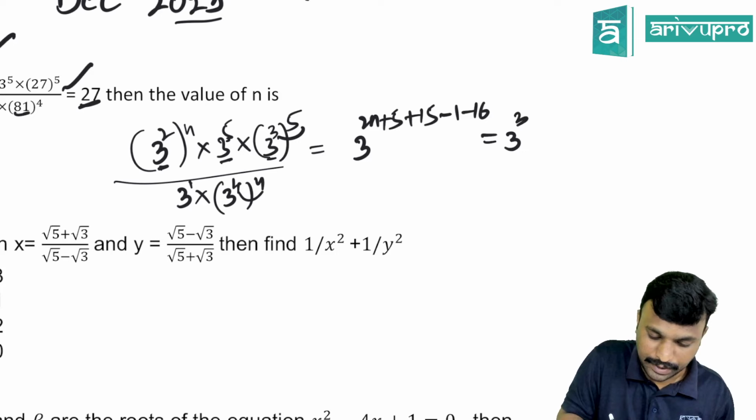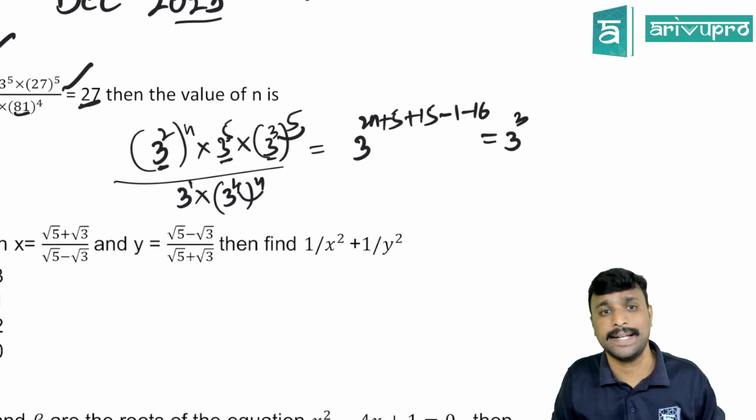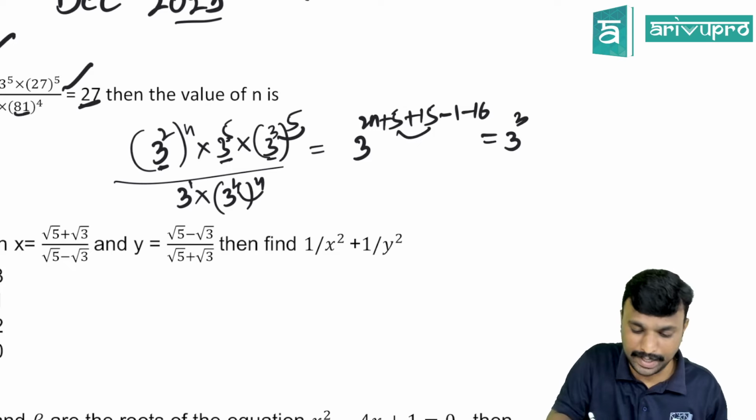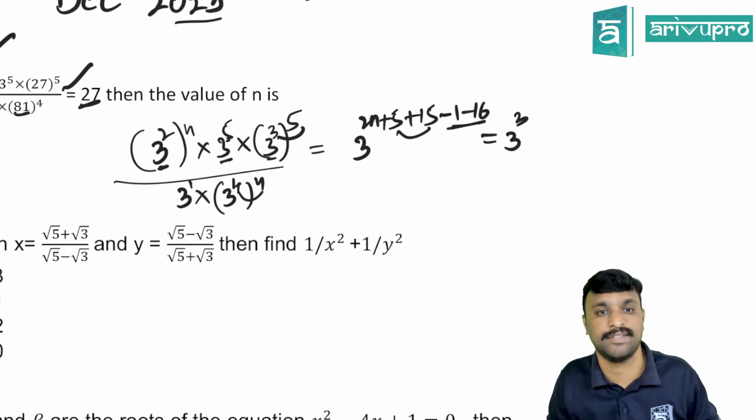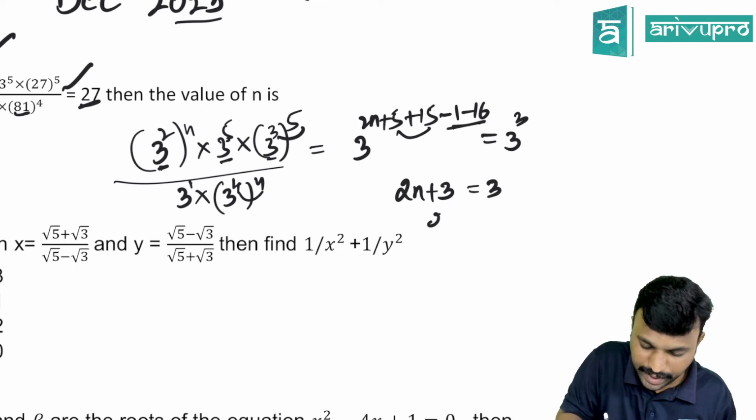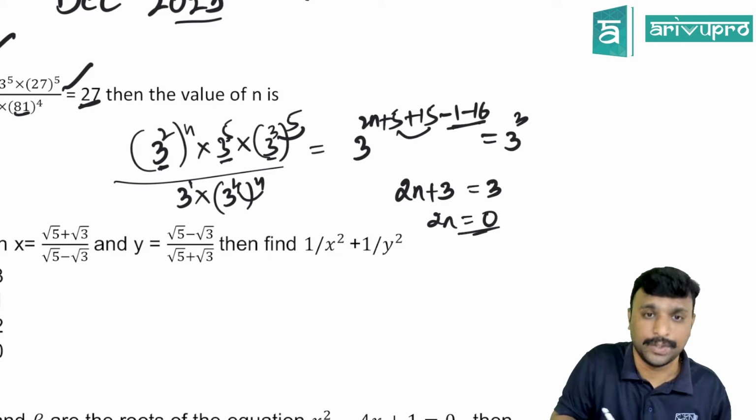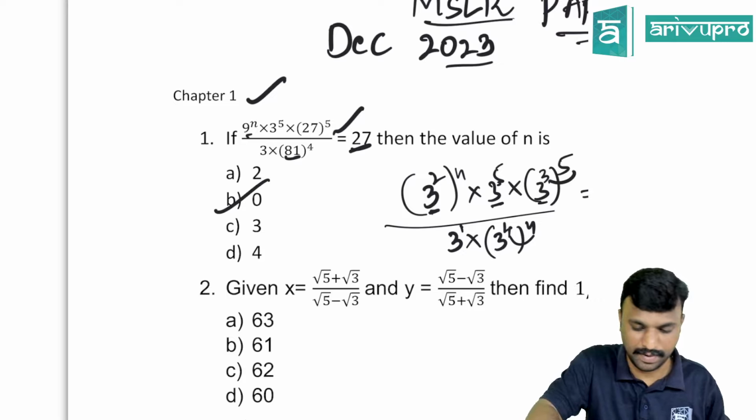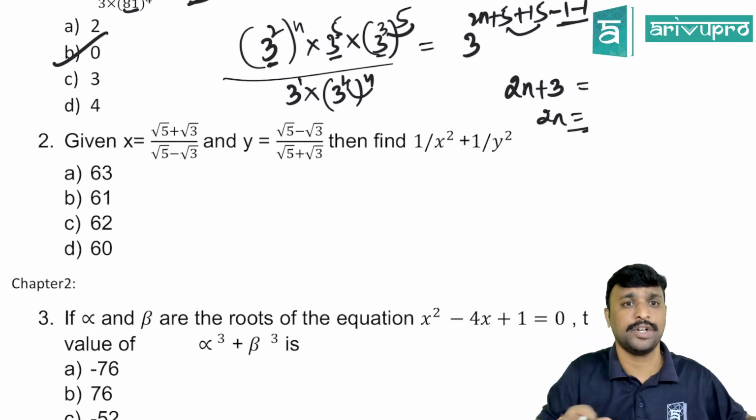Let's have a look. So bases on both the sides are the same, therefore the powers can be equated. So 5 plus 15, 20, 20 minus 17 is 3. So 2n plus 3 is equal to 3. Therefore 2n is equal to 3 minus 3, which is 0. So n is equal to 0. So option B is the right answer. All right, let's move on to the next question.